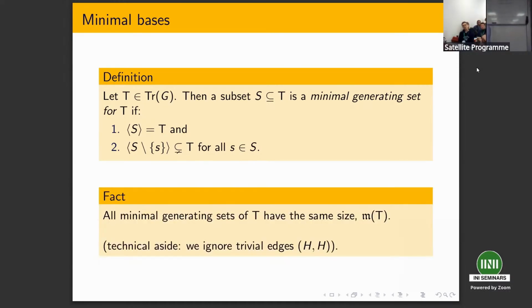What's nice is, although they're not unique, we'll see this in a minute, all minimal generating sets for T have the same size. You can prove this. And I'm going to ignore trivial edges, H to H, from now on, because my computer doesn't care about those. I mean, it has to have them, so they're there. And this number, M(T), is how I'm going to define it. This is the size of the minimal generating set, and it is exactly the step in the algorithm where the transfer system is generated. This tells me exactly how many edges I need to generate the transfer system.